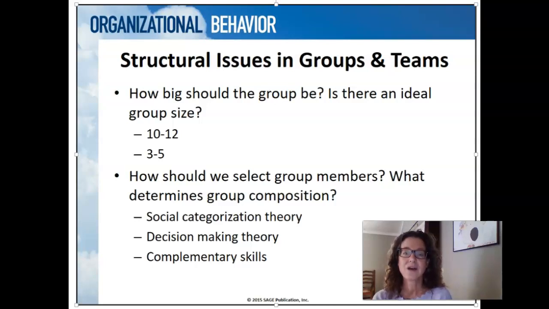Another question is, how do we select who should be a member of the group or the team? What determines group composition? As we discussed earlier, the key difference between groups and teams is complementary skills. If you want to give your group of employees the potential to evolve into a high-performing team, you should focus on selecting people based on their skill set and include in the team people who bring different skill sets to the table.